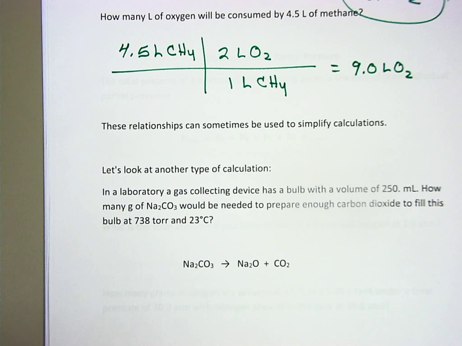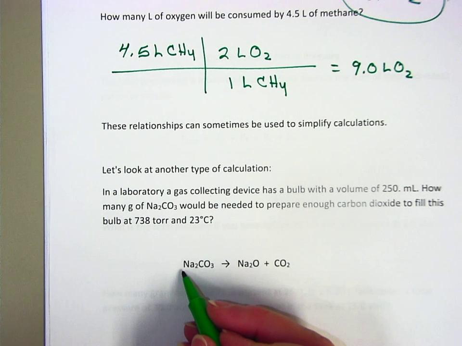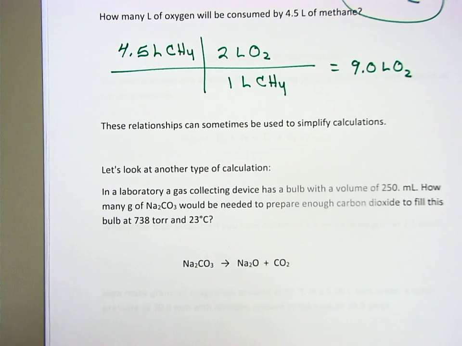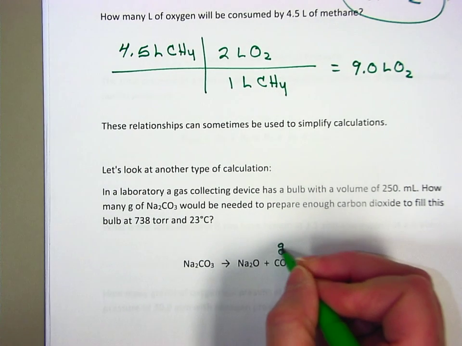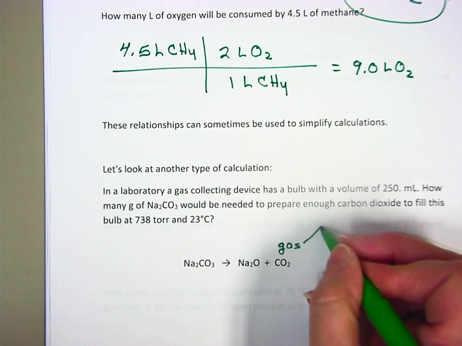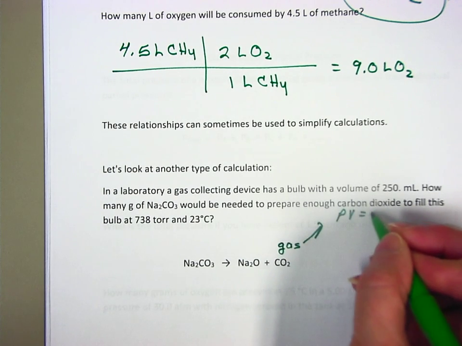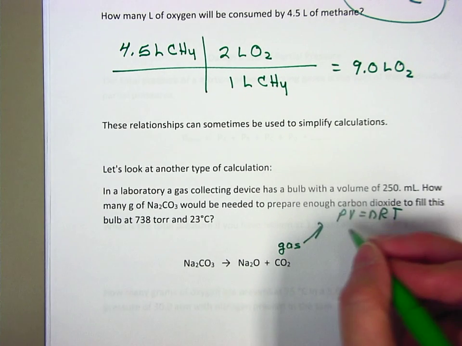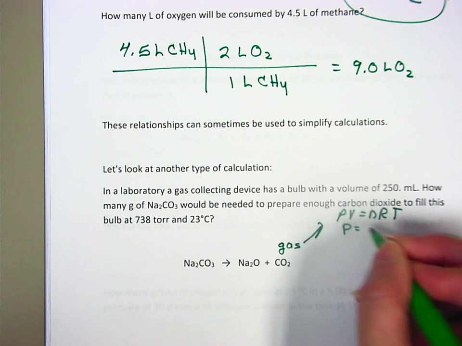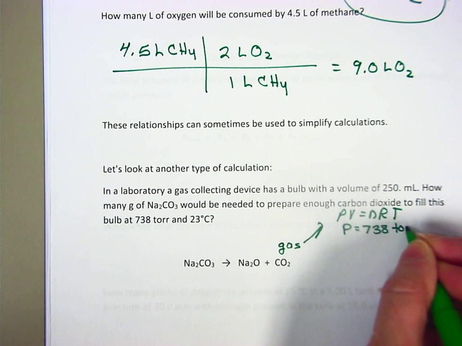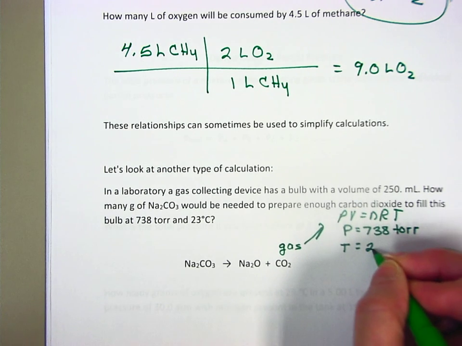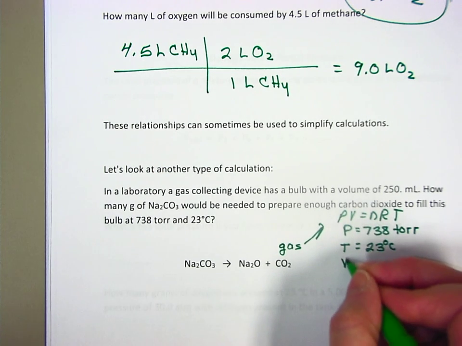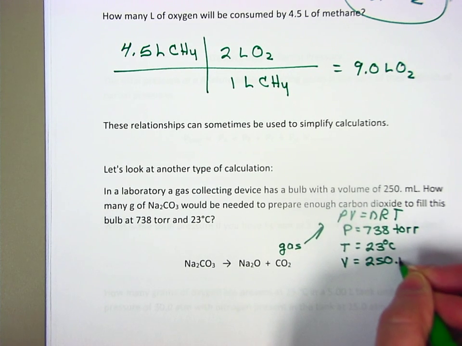When you look at this, if you feel overwhelmed in reading, always start by making sure the equation is balanced, and this one is, it's 1-to-1-to-1 stoichiometry. Now we know that we made carbon dioxide. Carbon dioxide is a gas, so we can use the ideal gas law, PV equals nRT, to talk about the carbon dioxide information. We know that we have a pressure of 738 torr, the temperature is 23 degrees Celsius, and the volume is 250 milliliters.